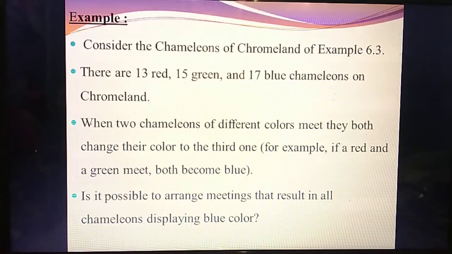Understand? So what's the question they asked? At last, whether it is possible to display all the Chamberlains in the same color, or in blue color. If they are conducting some meetings, is it possible to display all the Chamberlains in blue color?